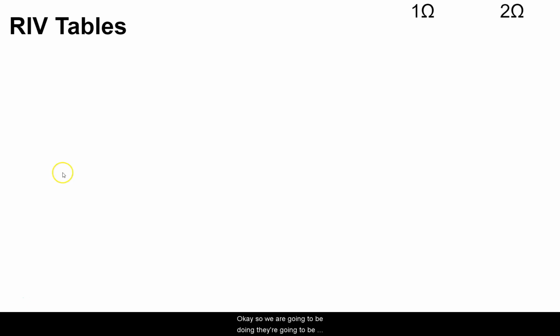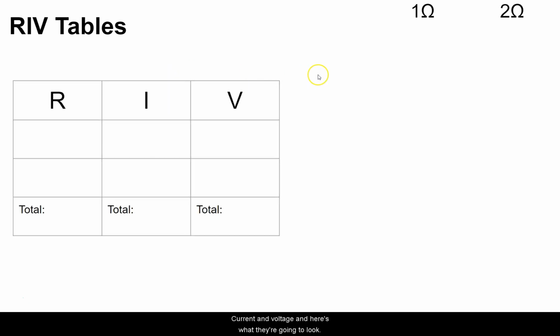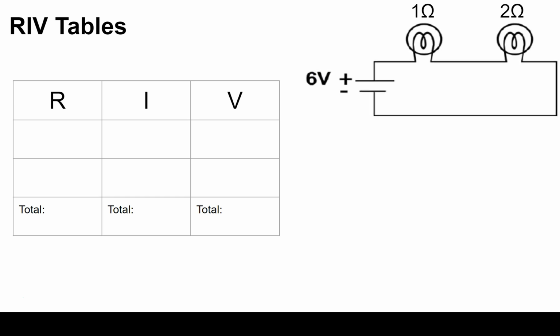Okay, so we are going to be doing what are called RIV tables, which stands for resistance, current, and voltage. Here's what they're going to look like. Pause the video and jot this down in your notebook, or you can do that while you listen to me, either way. We're going to use this table to calculate the resistance, current, and voltage for every piece of this circuit.